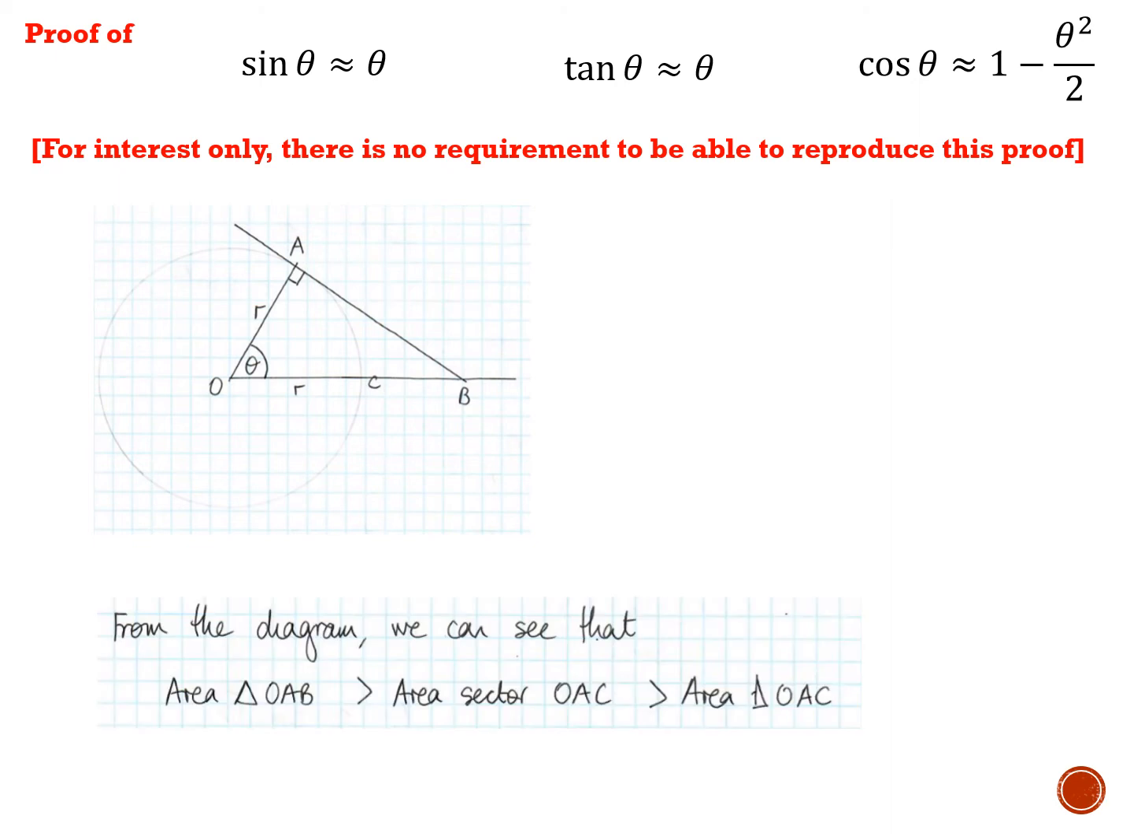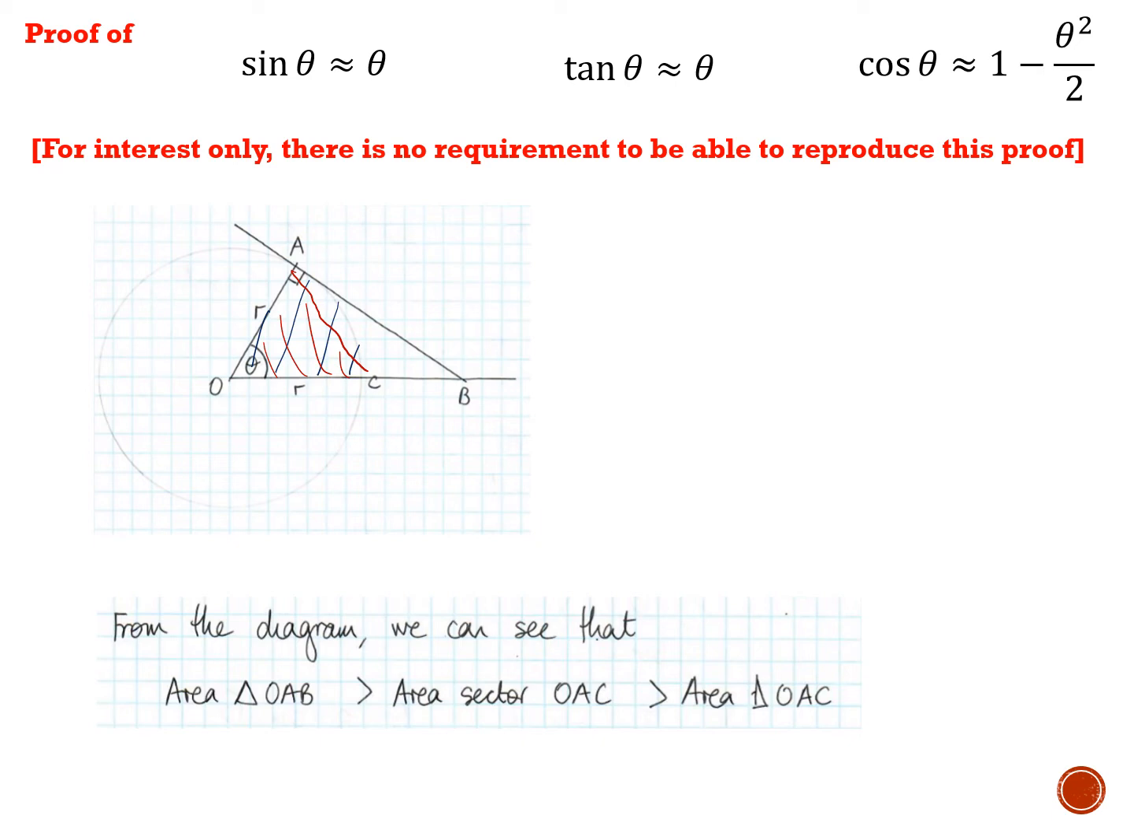Now if we have a look at the diagram, take a moment to think about why this is the case. From the diagram, we can see that the area of the triangle AOB, the big right-angled triangle, has a bigger area than the sector AOC. Remember, the sector AOC is all of that bit there. And that in turn has a bigger area than the triangle AOC. If I draw a straight line there and make a triangle, you can see that that area is smaller than the area of the sector. So this is going to be important to our proofs.